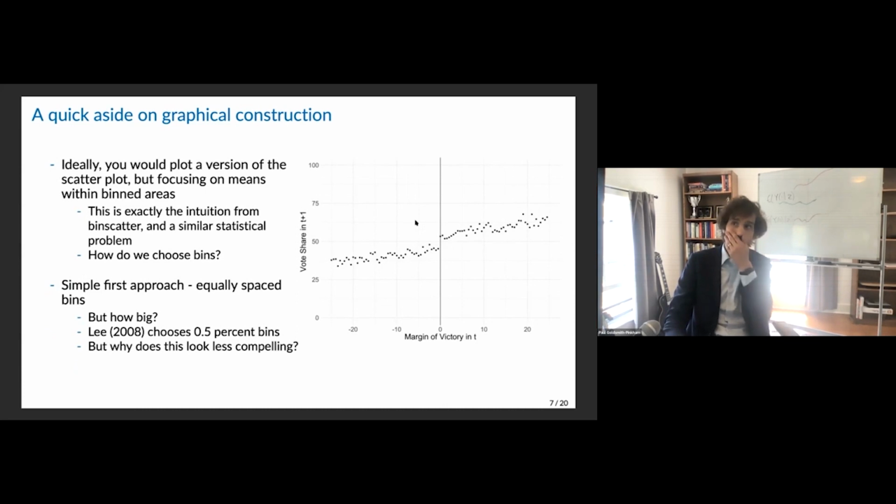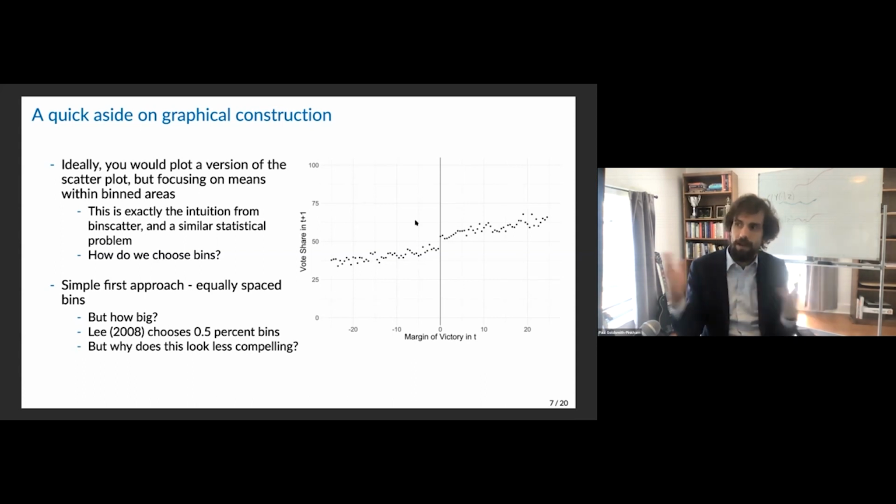So ideally what you do is you'd plot a version of the scatter plot, but you'd focus on means within binned areas. And that's exactly what we did in bin scatter. Bin scatter is just the natural extension of this, in a broader regression setting. Here we're doing this for a very particular application, which is showing this jump at a cutoff. And so the same problems that came up in bin scatter should come up here, which is how do we choose the bins? We talked about this for histograms and kernel regression.